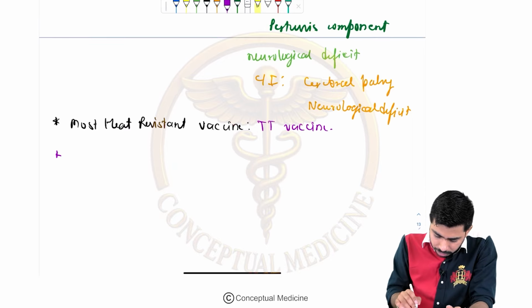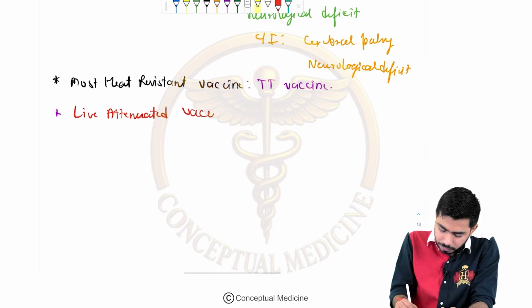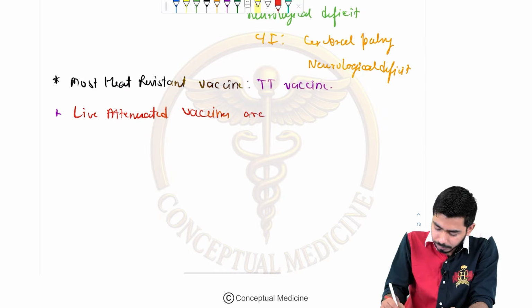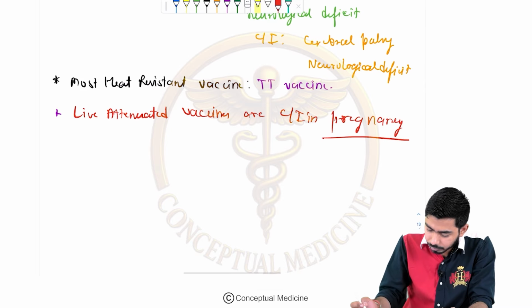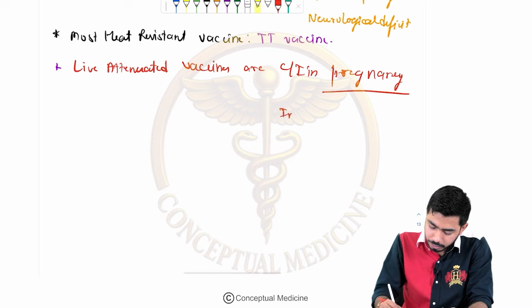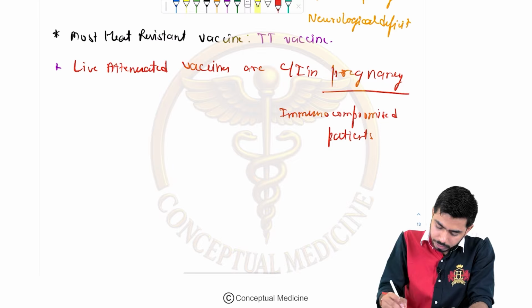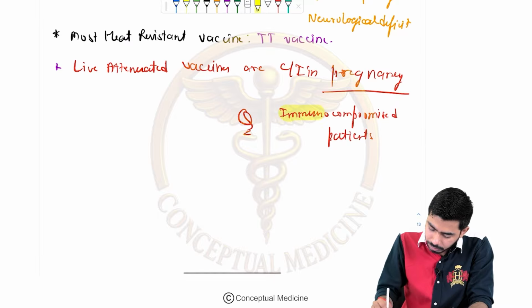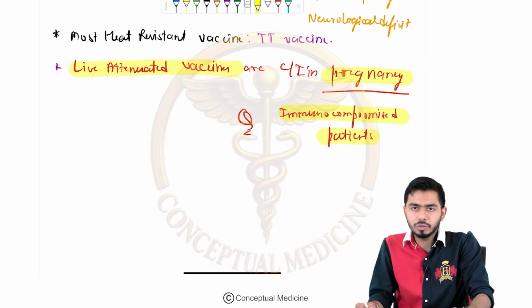So please remember this point. I shall be writing over here that live attenuated vaccines are contraindicated in pregnancy, that is the first point, right? And in immunocompromised patients. So please do remember that. Very important points. This is the MCQ, guys. So over here we shall be remembering that the live attenuated vaccine should not be given in pregnancy and immunocompromised patients.